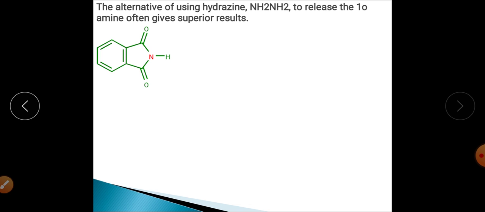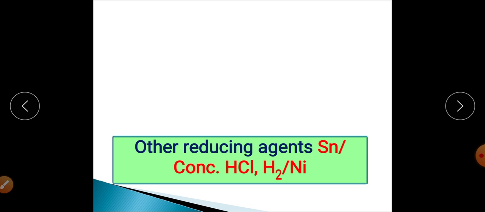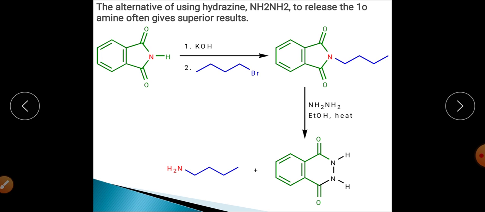If we talk about one more better method of this particular reaction, it is that we use hydrazine here, NH2NH2. You can see that this is the same step as we have repeated in the previous reaction. So this is the same step in which the KOH is reacted with this phthalimide, and deprotonation will happen and it will get converted into N negative, and this N negative will finally attack this particular carbon which is attached to the bromine, and a reaction will happen.